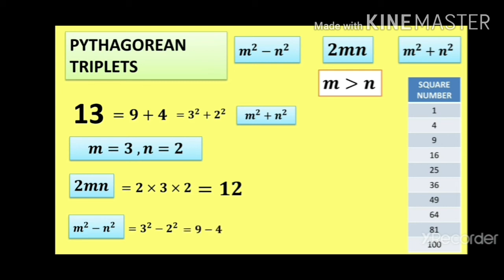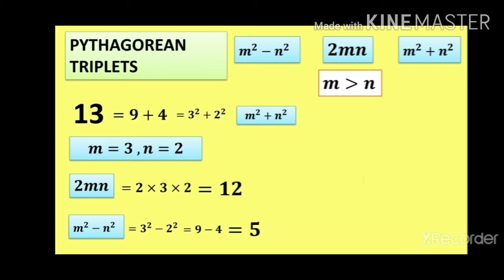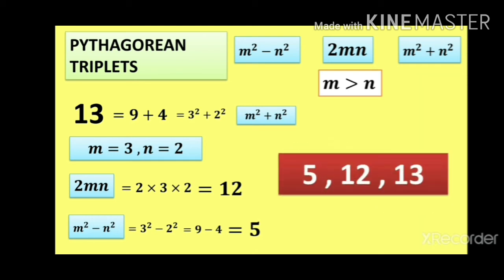So we get 9 minus 4, that is 5. So here we can say that 5, 12 and 13 form the Pythagorean triplet, because these are the three members. One of the members is the sum of the squares, another member is the difference of the squares. So here we can construct a Pythagorean triplet if one of the members is odd.